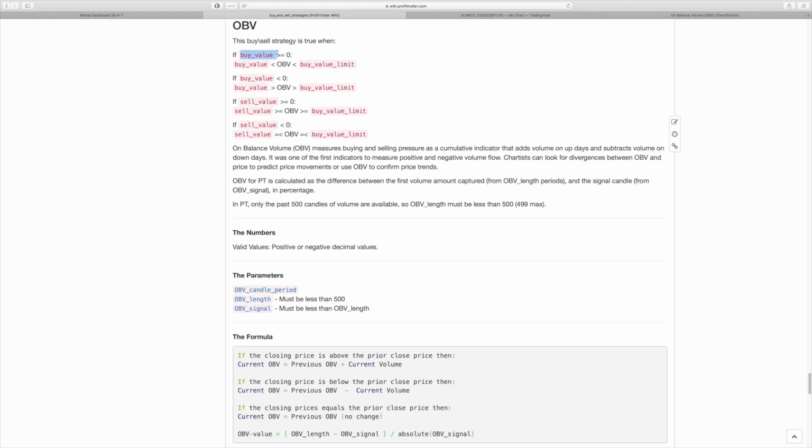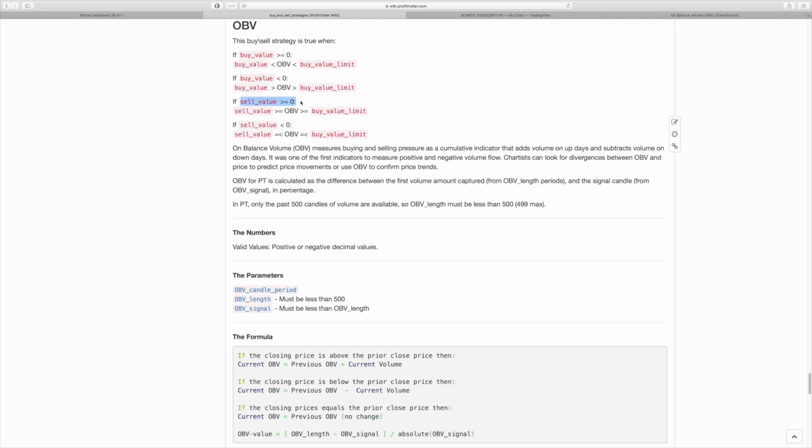There's a bunch of different scenarios. If your buy value is greater than or equal to 0, then it has to be true if the buy value is less than the on-balance volume, which has to be less than the buy value limit. Okay, so if the OBV is between the buy value and buy value limit, and you're using a positive buy value, then this is satisfied. So that's what this is telling you here. If you're using a negative buy value, then your OBV is going to be less than your buy value, but greater than the buy value limit in order for the strategy to be considered true and ready to buy.